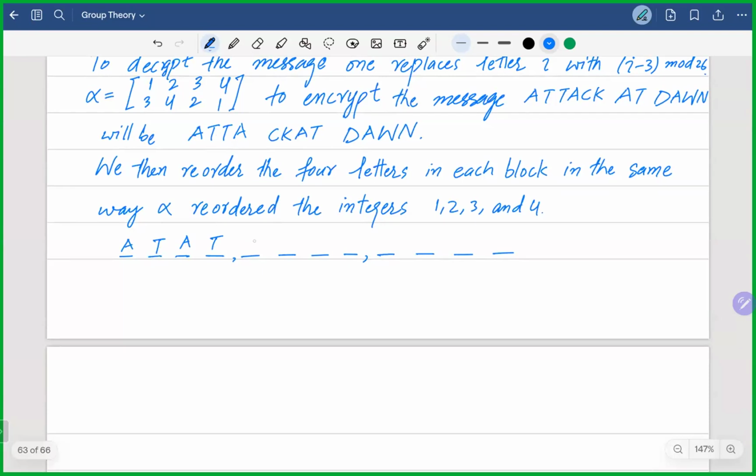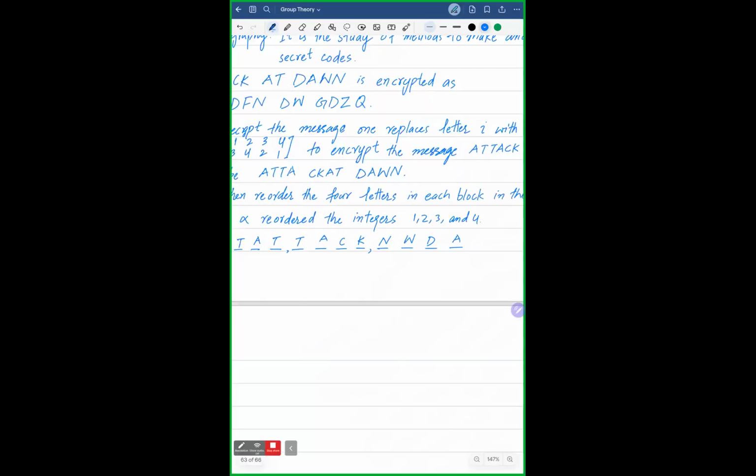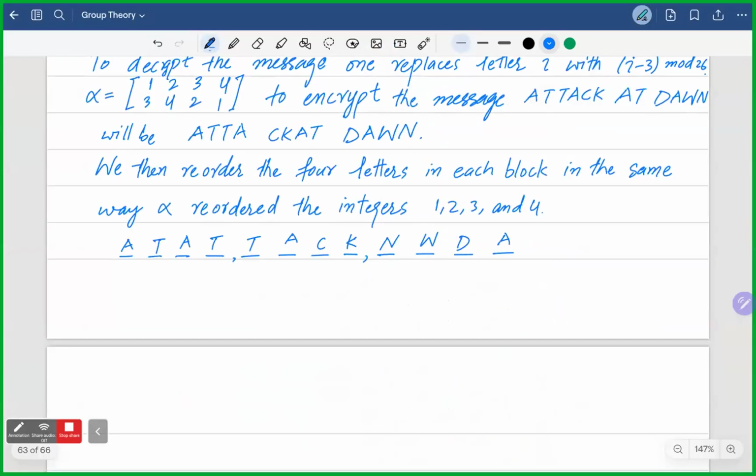Similarly, we do that to the second block. The first letter goes to the third position, the second letter goes to the fourth position, the third letter goes to the second position. Similarly for the next block: the first letter goes to the third position, the second letter goes to the fourth position, the third letter goes to the second position, and the fourth goes to the first position. That is how we use encryption to write this message using this alpha.